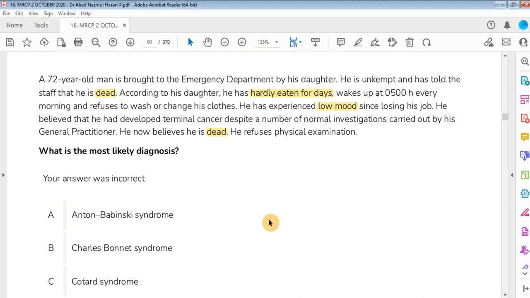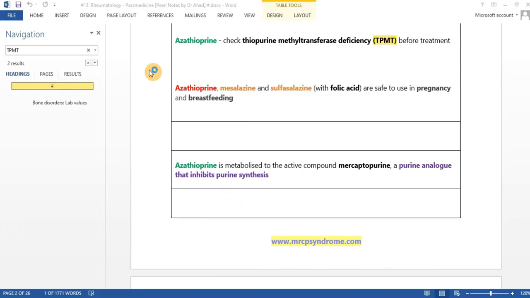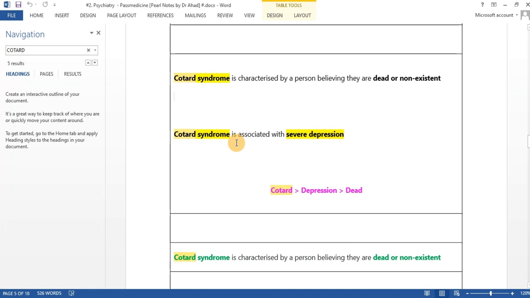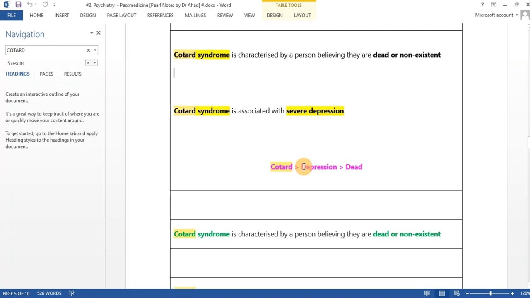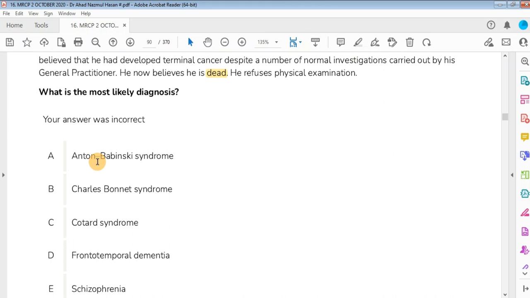Cotard? Yes, sir. This is a case of Cotard syndrome. Patients with Cotard syndrome, this is usually associated with severe depression, and patients have the nihilistic delusion where they believe that they are either dead or non-existent, or a part of their limb is dead or missing. So Cotard, severe depression, think of death. And the Anton Babinski syndrome usually occurs due to the inferior parietal lobe infarction, and it should affect the non-dominant part.